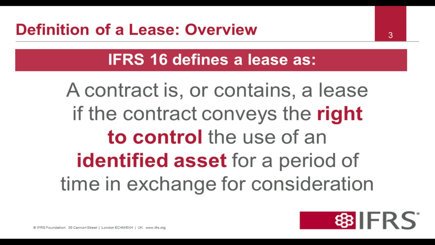One example is a customer that enters into a contract to purchase shirts from a supplier. The supplier has only one factory that can produce these shirts, and so the factory is effectively an identified asset. However, there's still no lease because, in the facts and circumstances of the example, the factory is controlled by the supplier and not by the customer.